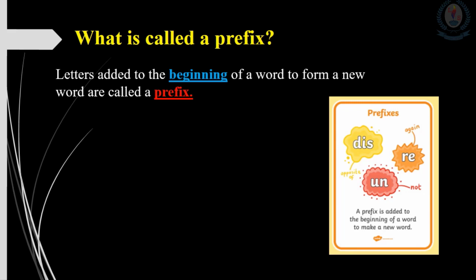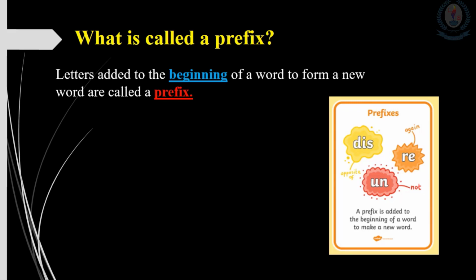word. A prefix is a letter or group of letters added to the beginning of a word to form a new word. Now, the meaning of the new word is almost always different from the original word. Mostly, prefixes are used to form opposites or antonyms of certain words.